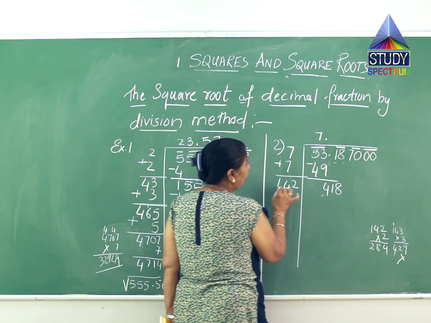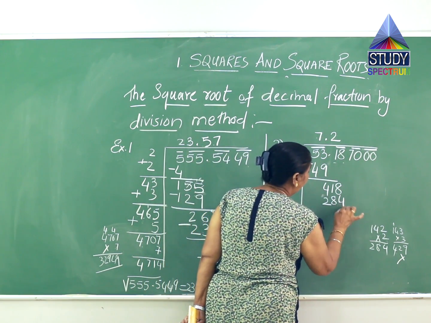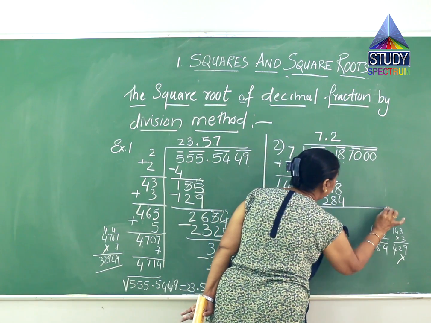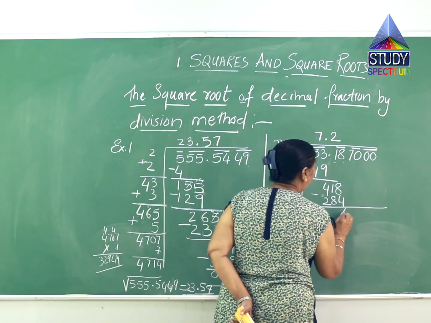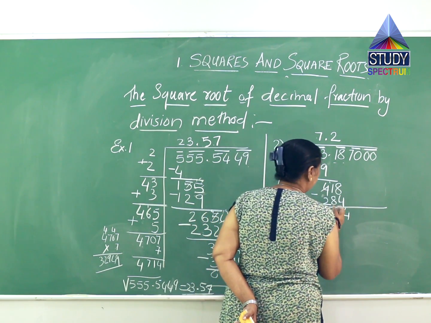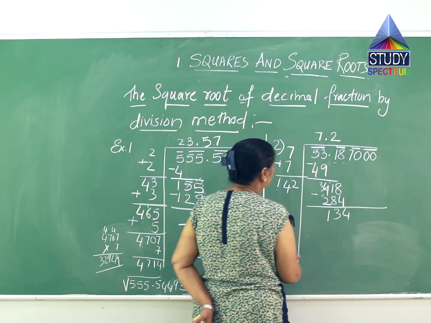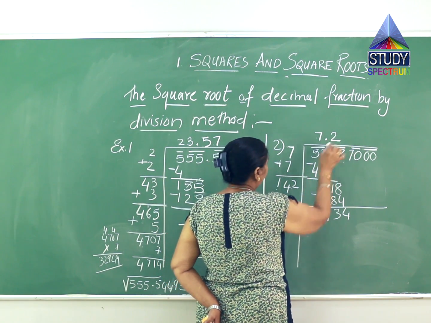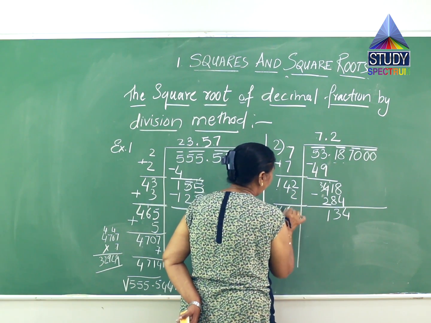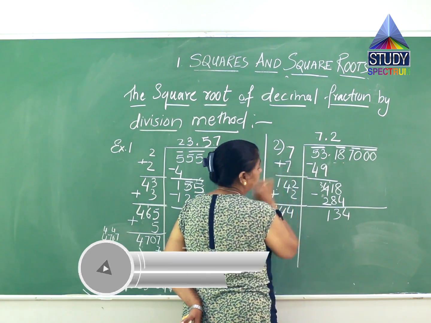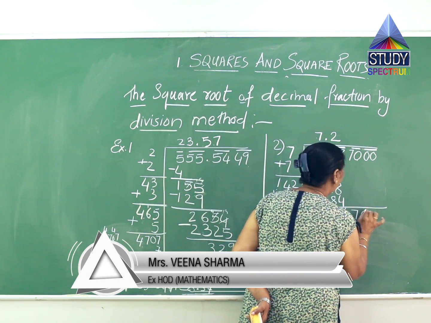So now when 142 is multiplied by 2, it gives us 284. So after subtracting it, we get 4, 11 minus 8, 3, and here 3 minus 2, 1. And then you have to add this 2 to this. It will give me 144. The next step is to bring this 70 below.